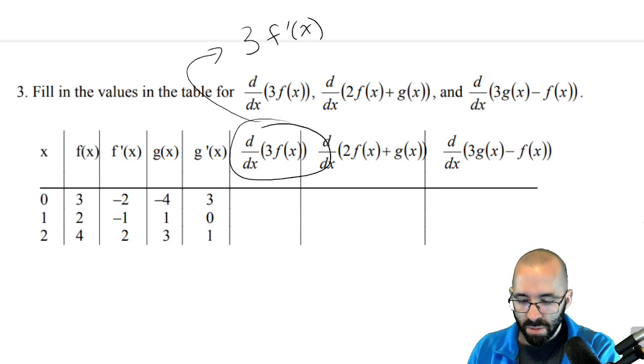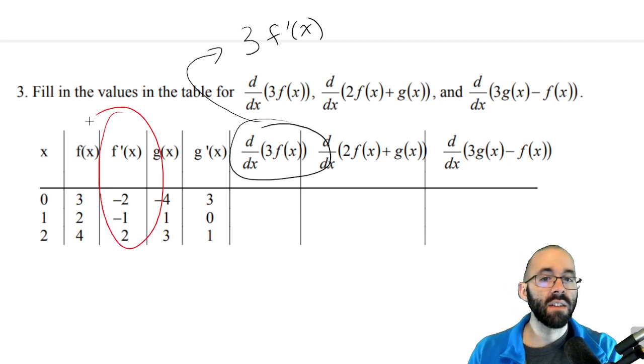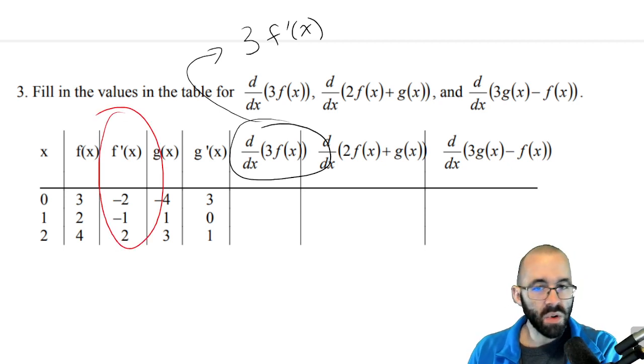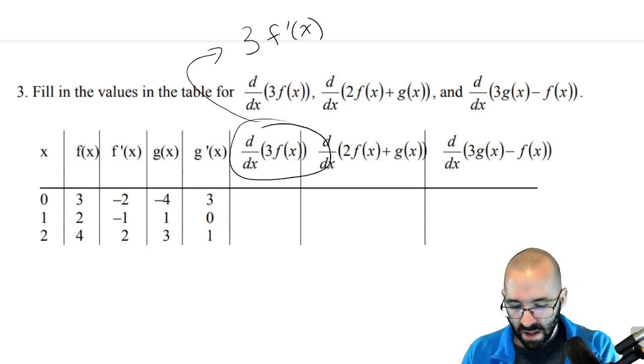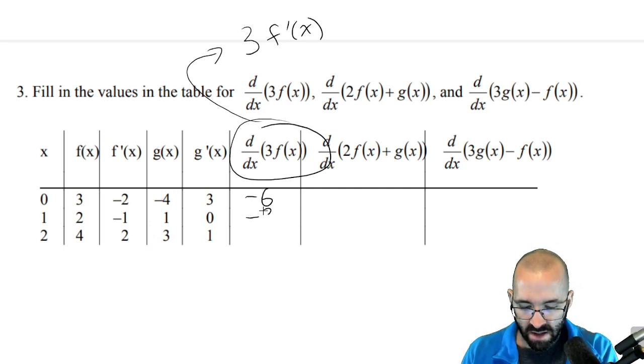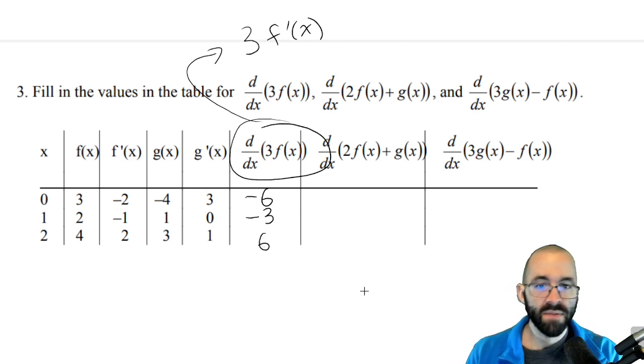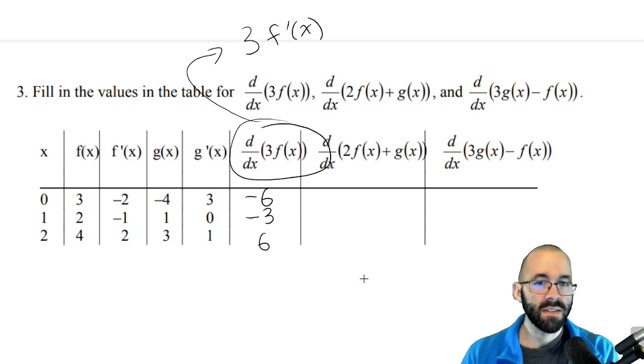So what is 3 times f prime? Well, f prime is right here. So just multiply this column by 3. That's 3 times f prime. We're going to get -6, -3, and 6. Great.